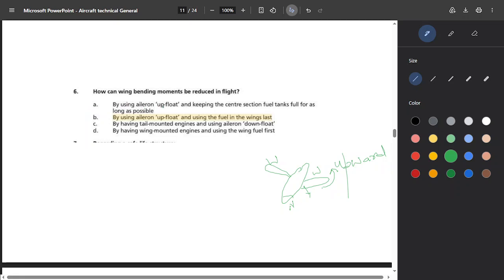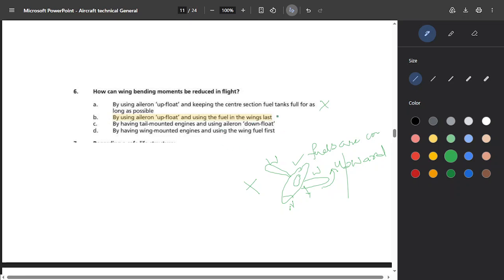By using aileron up float and keeping the center section fuel tanks full as long as possible. No. Why? Because we will see, B, by using aileron up float and using the fuel in the wings last. This is the option because center section fuel tank fuels are consumed first. So option A cannot be right.